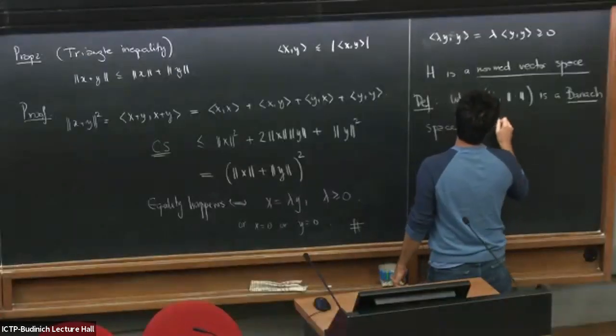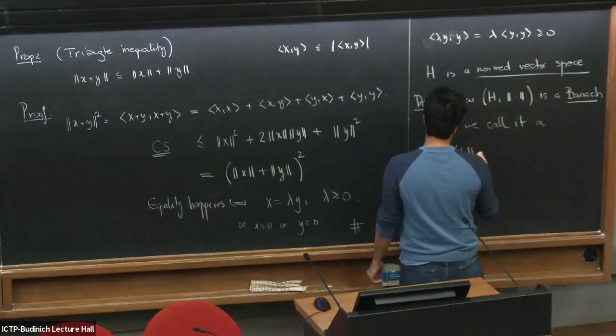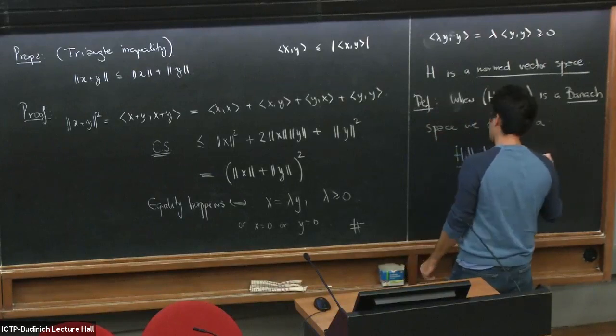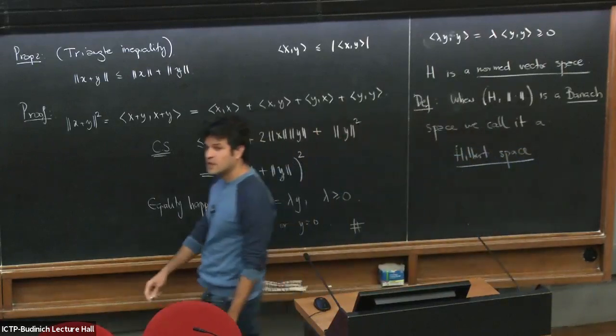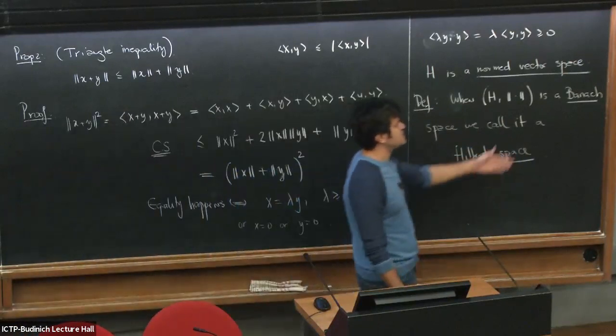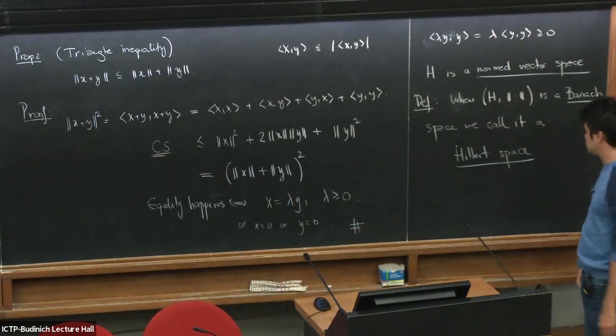We call it a Hilbert space. Okay? So what is a Hilbert space? Well, it's just a Banach space where the norm comes from an inner product. Okay?